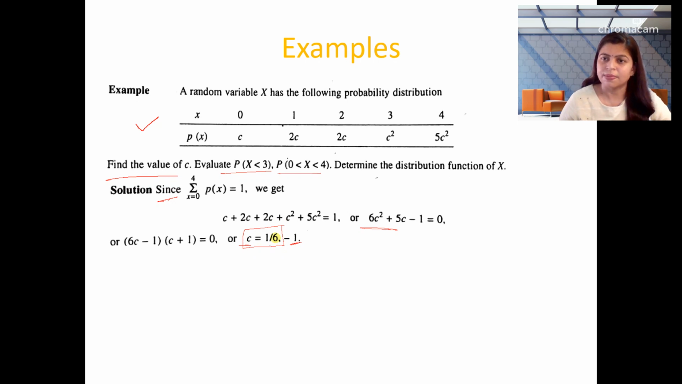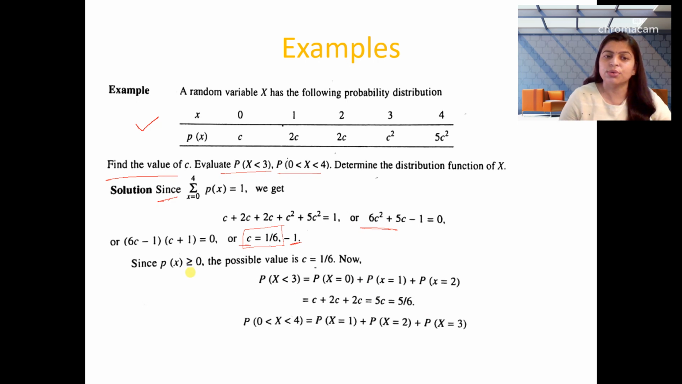This is our answer. The second question is we are interested in probabilities. See here, if we are interested in the probability of x less than 3, that means we are interested in basically this plus this plus this.